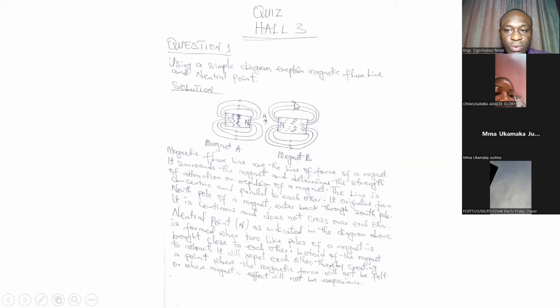So this one is for question number 1 for those in Hall 3. I say using a simple diagram, explain magnetic flux line and neutral points. This is a simple diagram of two like poles of magnets. A neutral point of a magnet can be created when the two like poles come together. This is magnet A and this is magnet B.